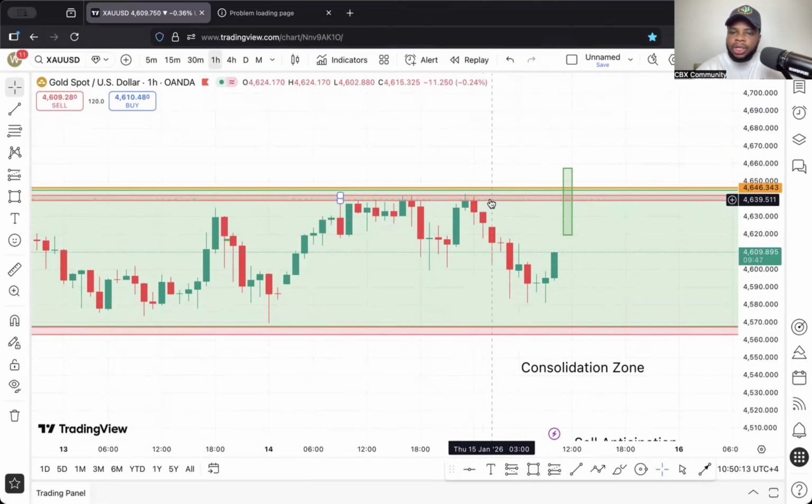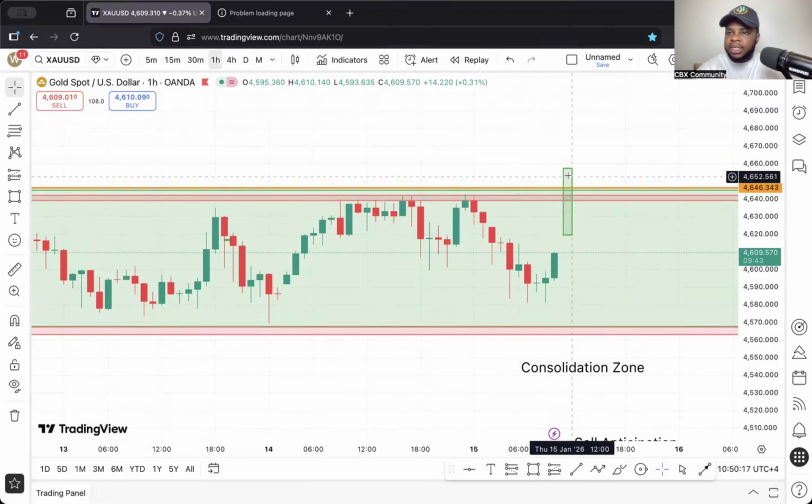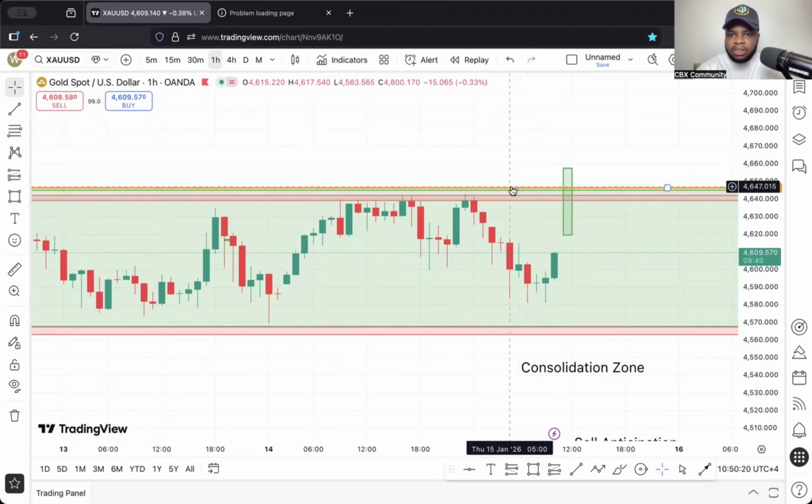Then the moment a bullish candle breaks this resistance zone, that bullish candle has to create a new all-time high. Since at the moment the recent month candle created an all-time high at 4646.34, if you are anticipating a bullish candle to break our resistance zone, that bullish candle will have to create a new all-time high.